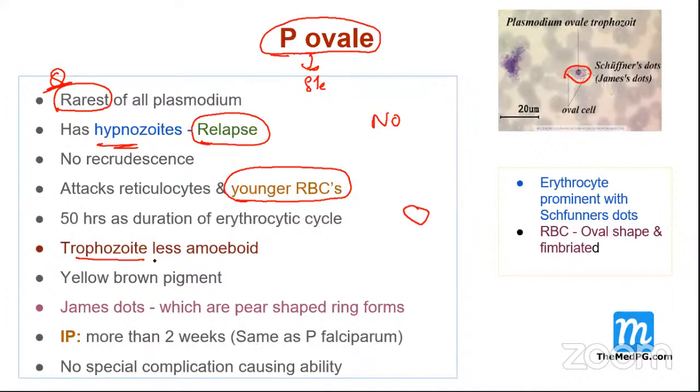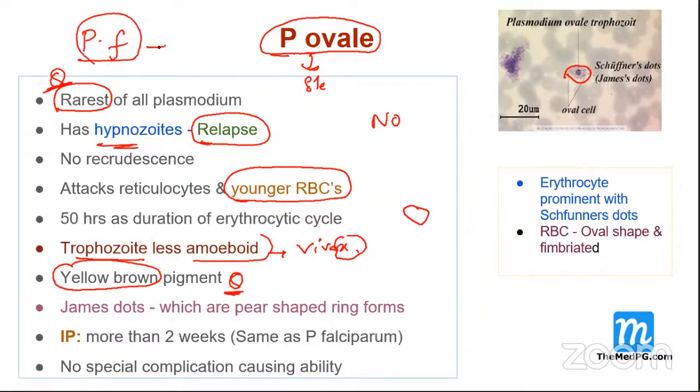And trophozoites are less amoeboid, not much actively motile, and less distorted in shape, whereas more amoeboid trophozoites are seen in which one? Plasmodium vivax. And very important is that you can see a yellow color pigment. Remember this, because in Plasmodium falciparum, what type of pigment can you see? Black pigment, because of massive hemolysis, RBCs are breaking. This breaking results in the deposition of black color pigment. But here the RBCs or hemoglobin are not much destroyed, so you can see a light yellow color pigment.